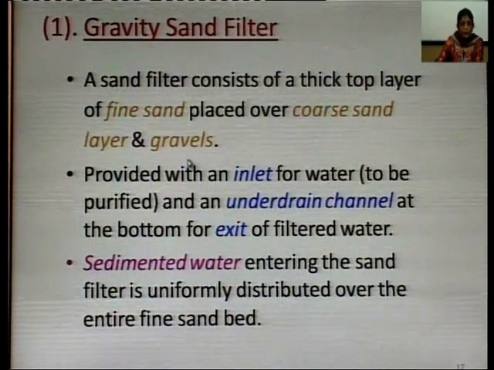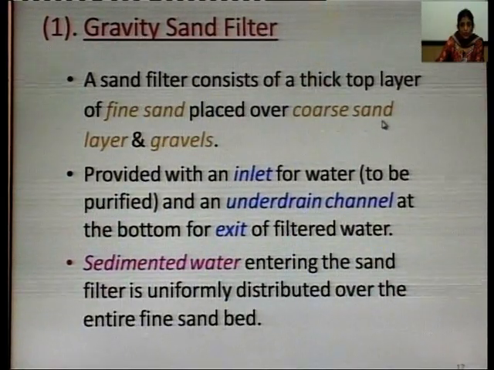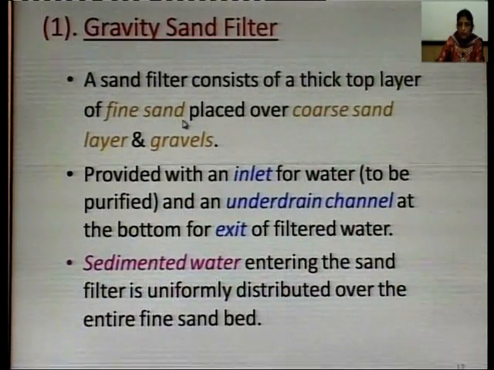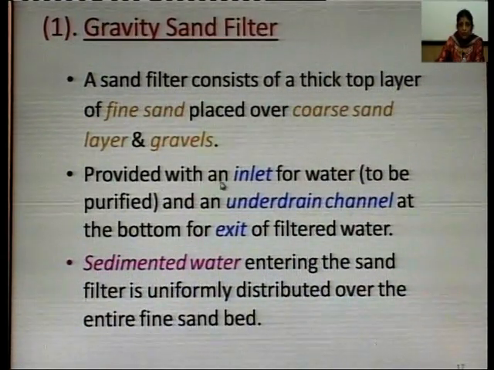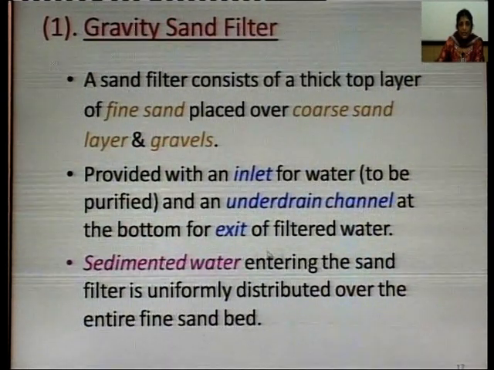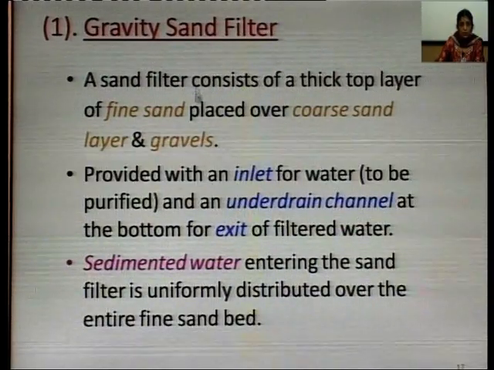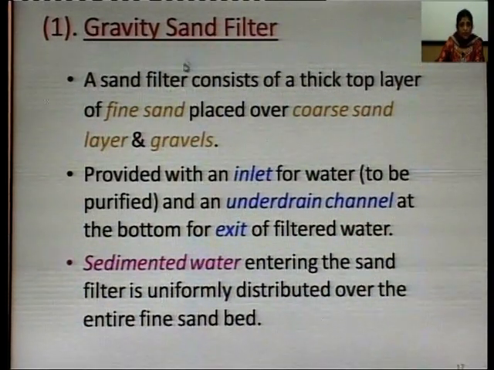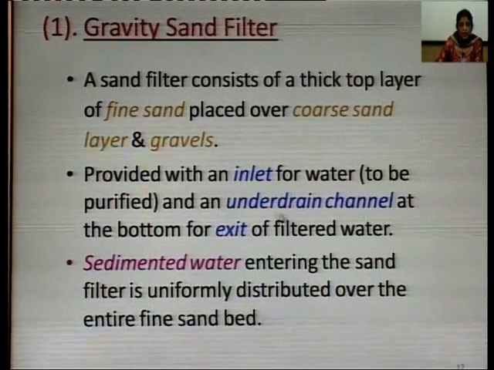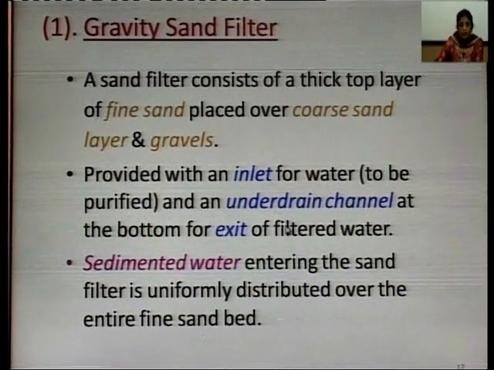First, the lowermost layer is of gravel, then above it is coarse sand, which we can say is thick sand, and then the top layer is of fine sand. It is provided with an inlet for water and an under drain channel at the bottom for exit of filtered water. So, in this gravity sand filter there is an inlet for water on one side, and on the other side there is an exit for the filtered water.